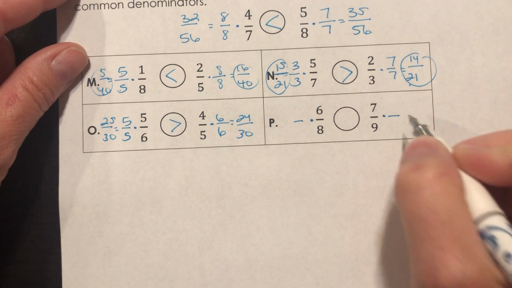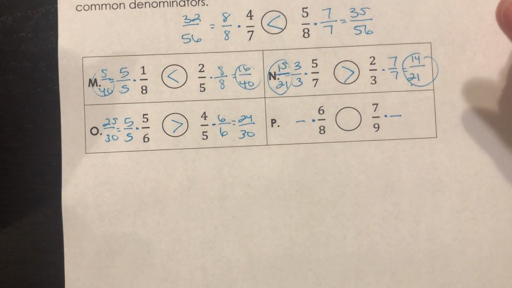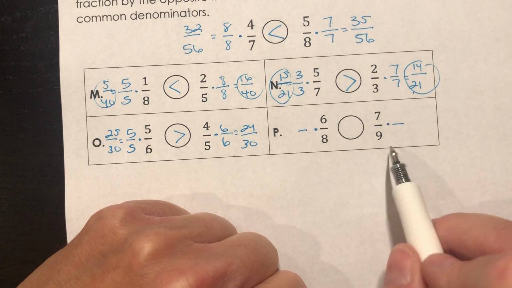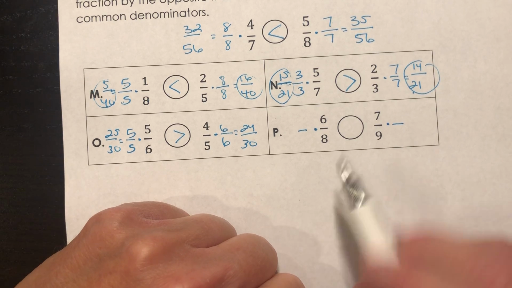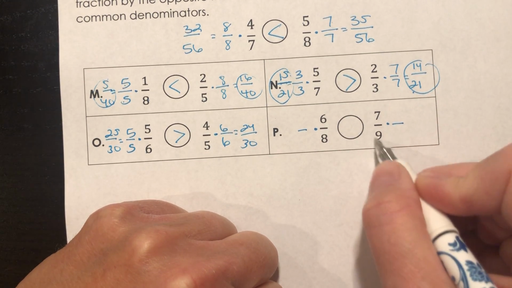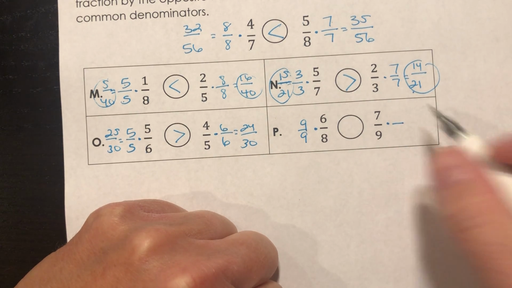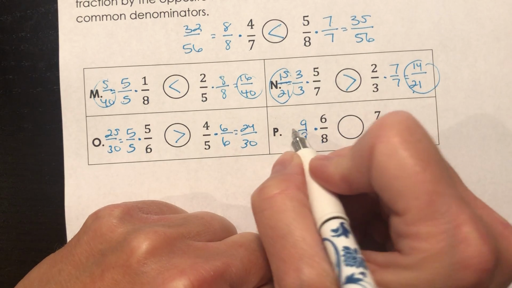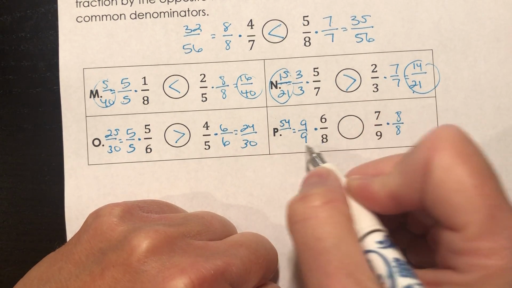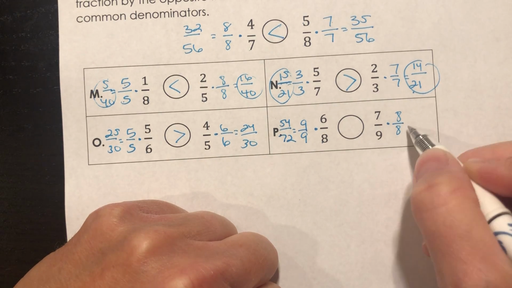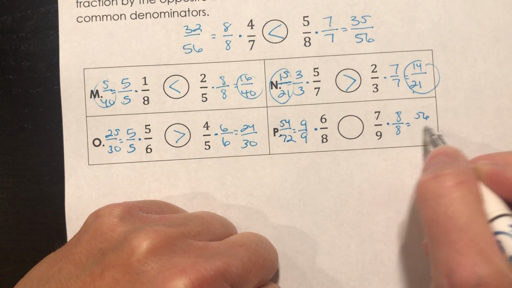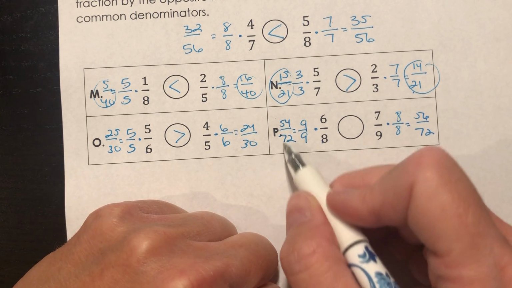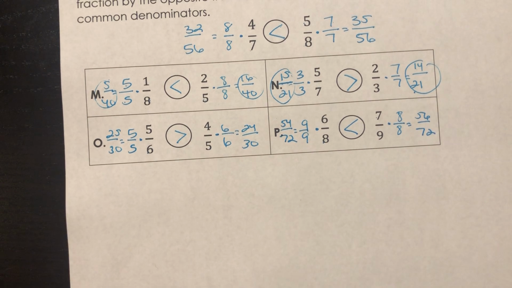All right, last one. First, I just know it's in this category, but my denominators don't match. My numerators don't match. 8 is not a factor of 9. I can't multiply 8 by something to get 9. So I'll need to multiply 6/8 by this fraction's denominator over itself. And I'll need to multiply 7/9 by this fraction's denominator over itself. All right, 9 times 6 is 54. 9 times 8 is 72. 7 times 8 is 56. 9 times 8 is 72. Which one would be more? 56 out of 72 is more than 54 out of 72.